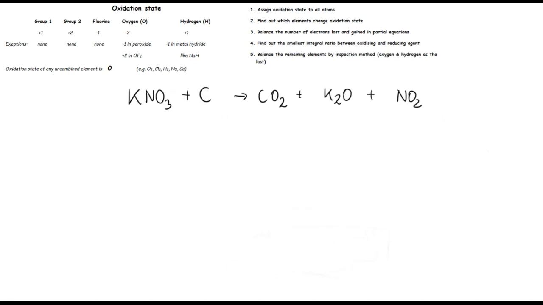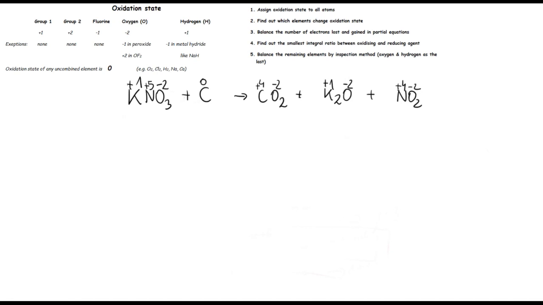So again, in this example we follow the rules. Assign oxidation states to all atoms. So here is -2 for oxygen from our table. Potassium is in the first group, which is +1, and after calculation for nitrogen we have a +5. The oxidation state of an uncombined element is 0, so carbon is 0. -2 for oxygen, +4 for carbon, -2 oxygen, +1 for potassium, -2, +4.